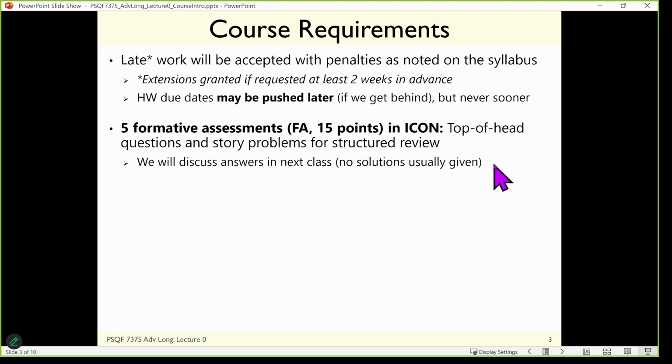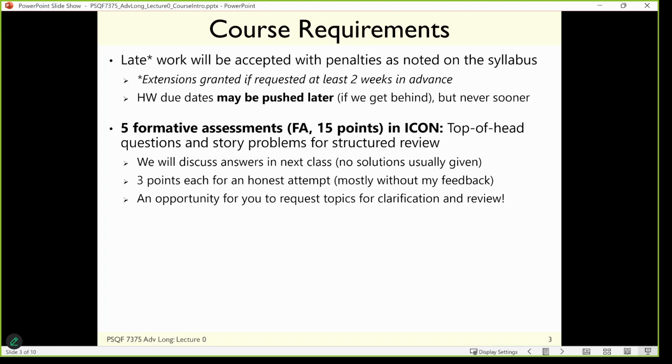In most cases, there's not going to be a solution or an answer key because I'm looking for your words, your ideas, your interpretations, which means there's not necessarily a single correct answer that I would want you to take with you. 3 points for doing it at all. If you make an honest attempt, and I usually don't provide detailed feedback because I know we're going to go over it in class, I will give you the 3 points.